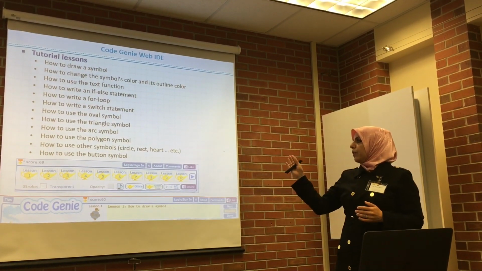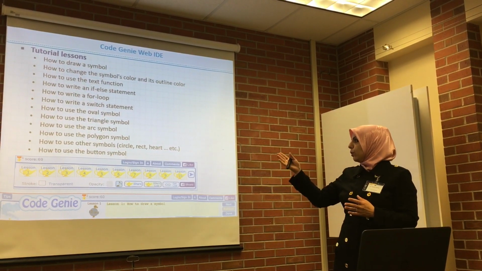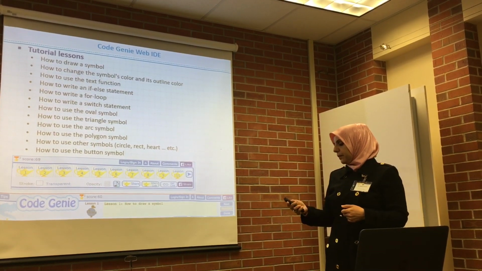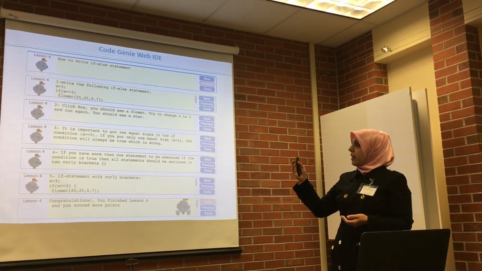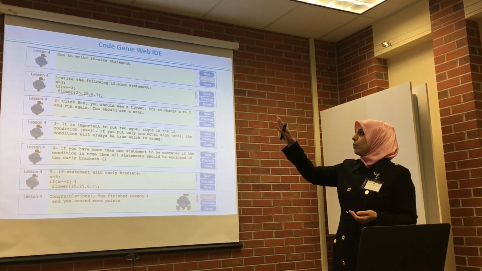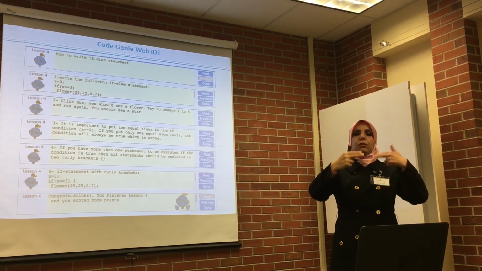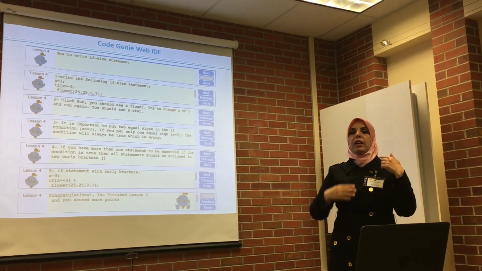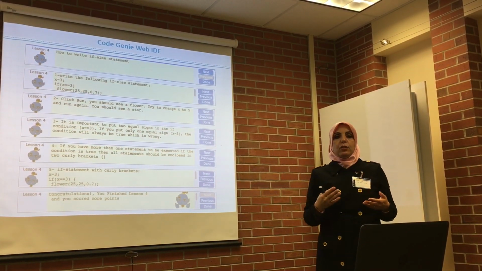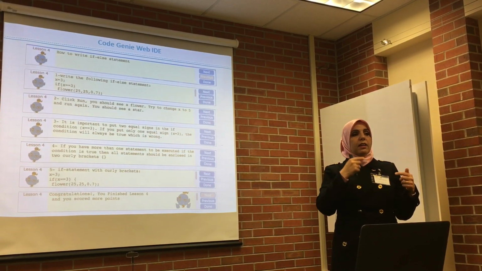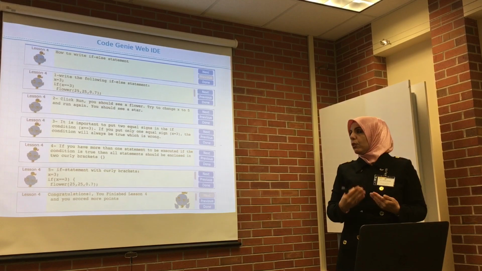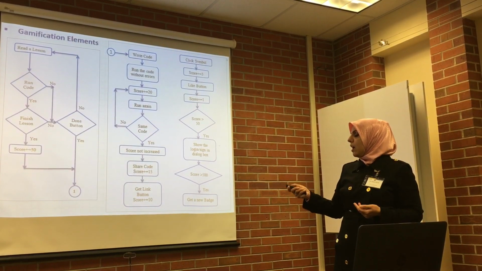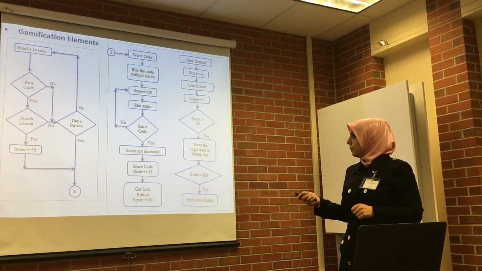There's also a tutorial lesson for how to use the other shapes, and the button symbol, which was added in the last update. Whenever a student clicks on a lesson, in this example lesson 4, which covers the if-else statement, it will take him through short steps where he can click next and previous to go through the steps and learn. If a student runs some code while reading the lesson, his score will increase. Whenever a student clicks the done button, it will go back to the lessons menu.